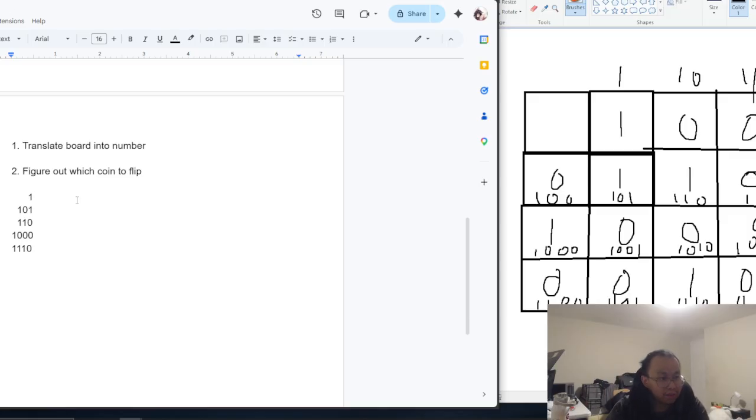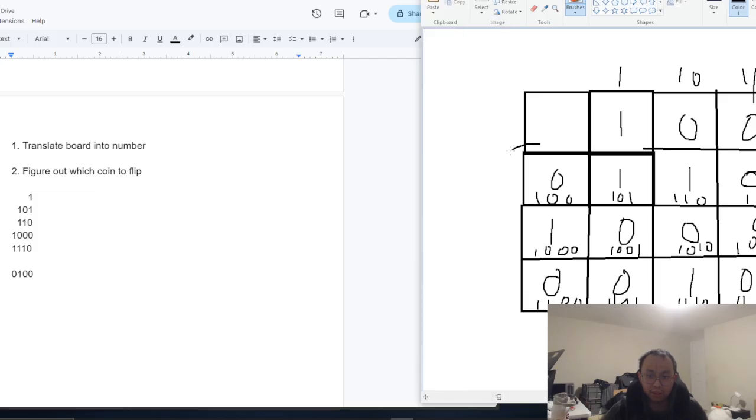Now, what does this add to? Well, in the leftmost digit, it adds to 0 because there's 2 ones. The second digit, it adds to 1 because there's 3 ones. In the third digit, it adds to 0 because there's 2 ones. And in the last digit, it adds to 0 because there's 2 ones. So this board reads 100, which is, as you can see here, number 5. It's 4 in binary, but it represents the 5th square.